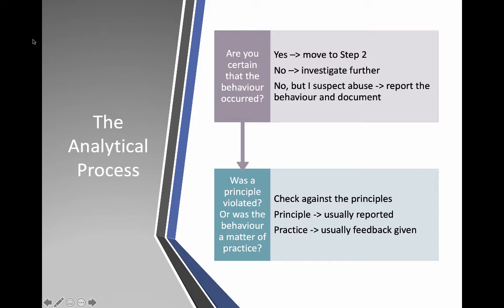Remember that abuse can include financial abuse. Was a principle violated is step two. Or was it simply a matter of the behavior being practice differences? How do I do that? Well, I get out my list of principles and I start using a checklist approach. If something has violated a principle, the way I behave is to go to somebody who's a superior and I report it. There are very few instances where that's not the case. One of them might be because there isn't a superior.